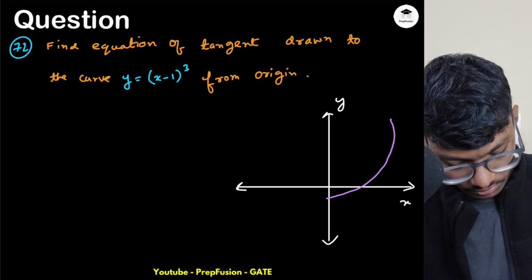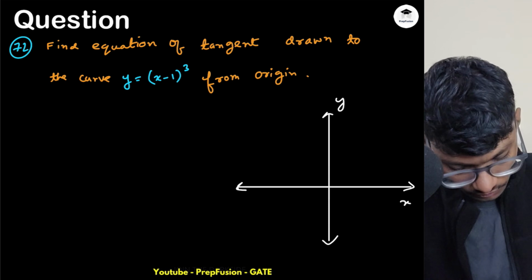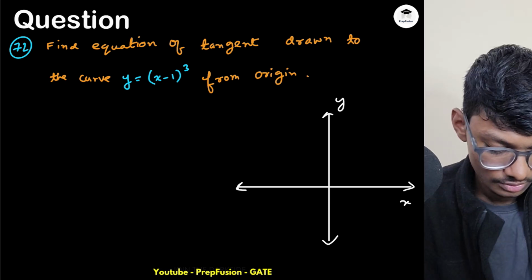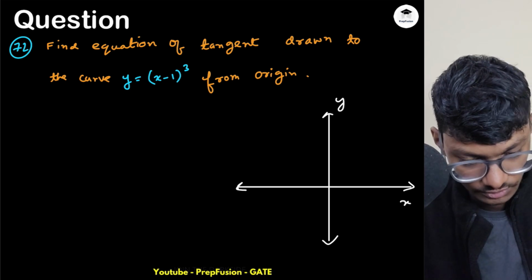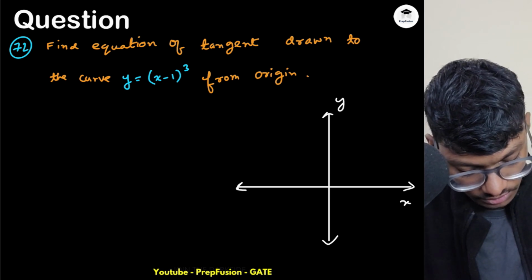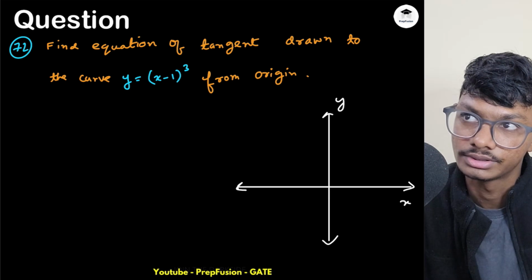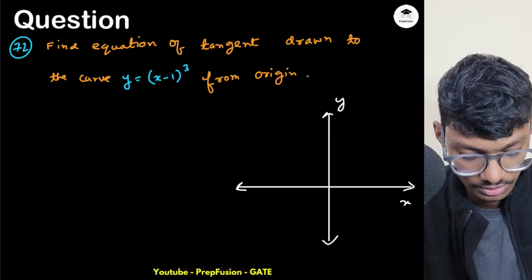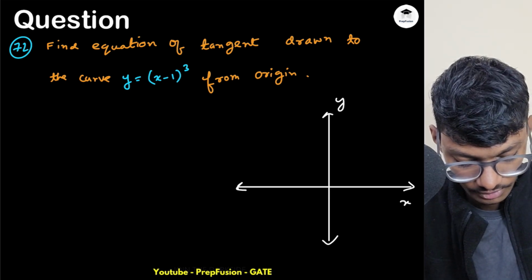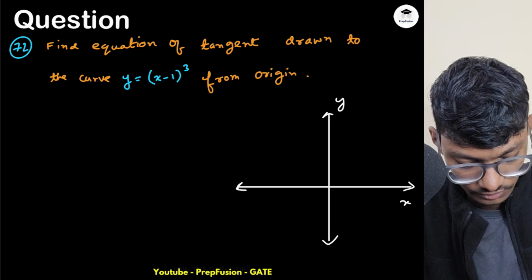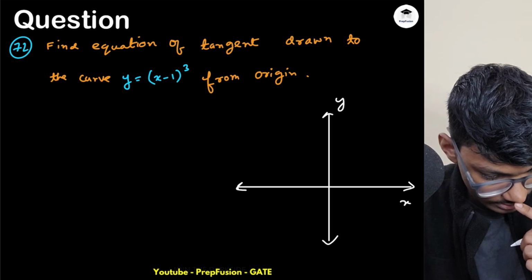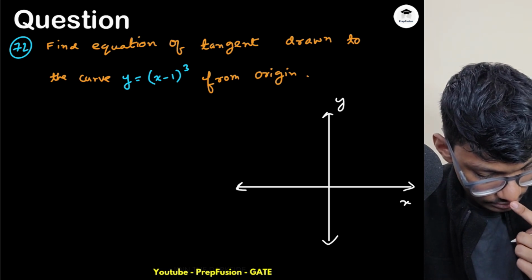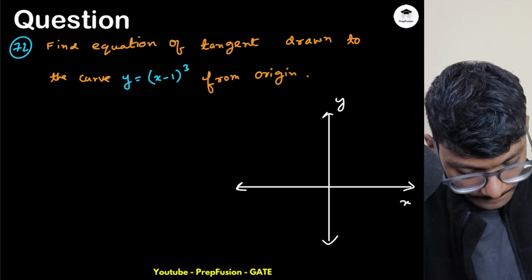When x equals 1, y is 0. When x is 0, it is minus 1 cube, so minus 1 cube is minus 1. So when x equals 1, my y is 0, fine. And when x is 0, my y is minus 1, fine.